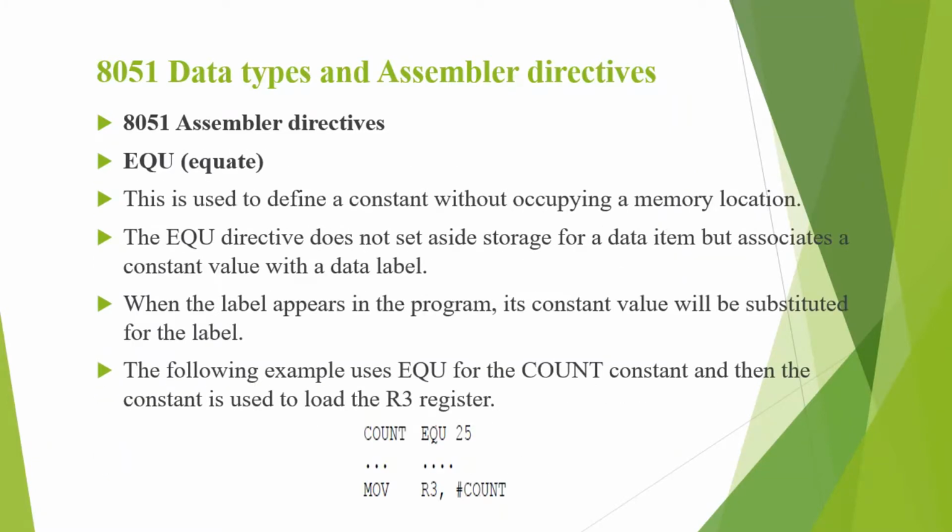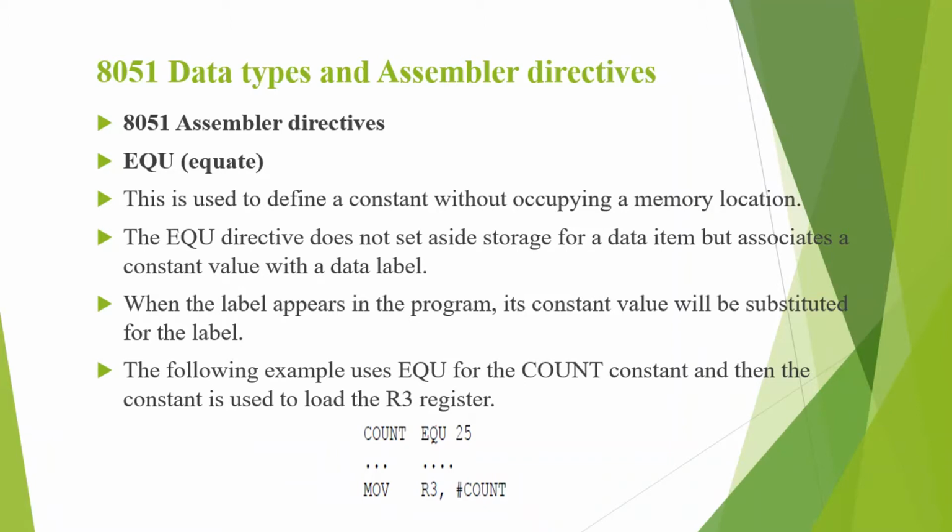Next we have EQU, one more assembler directive, that is equate. This is used to define a constant without occupying memory location. So this directive will not keep aside a storage area for the data item, but it will associate a constant value with a data label. So when the label appears in the program, that constant value will be substituted for the label.